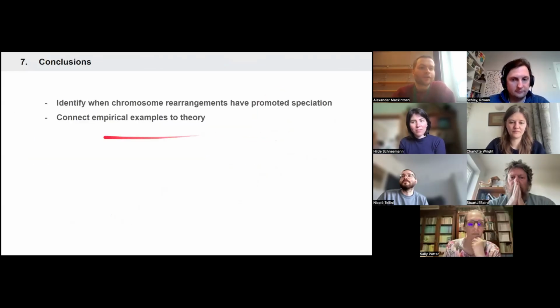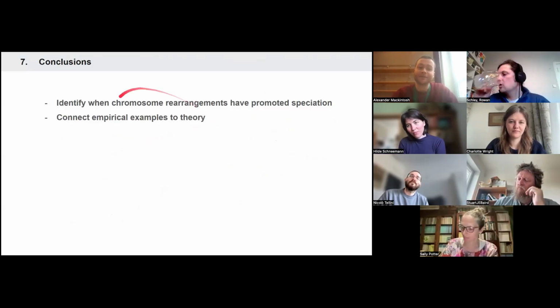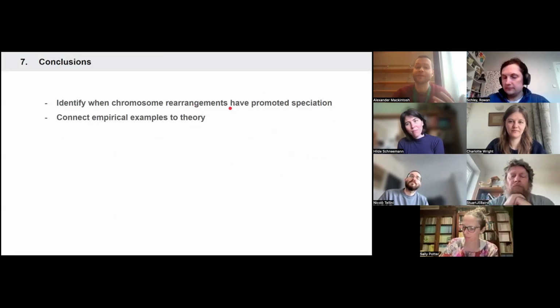And so I'll conclude by returning to these two questions or aims that I mentioned at the start of the talk. At least in my opinion, what we want to do is identify cases where chromosome rearrangements have promoted speciation. And then we also want to connect these examples to theory.